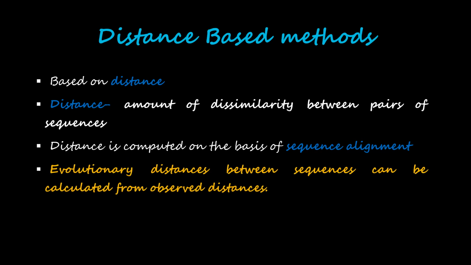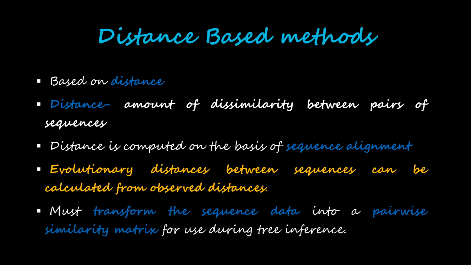Evolutionary distances between sequences can be calculated from observed distances. We must transform the sequence data into a pairwise similarity matrix for use during tree inference. So it is very important that we transform the sequence data into a pairwise similarity matrix, like I mentioned in the previous video, to infer the tree. So this is exactly what happens in a distance-based method.